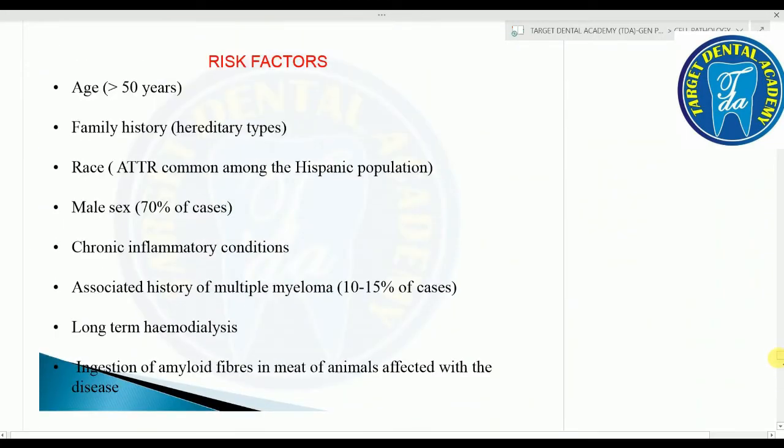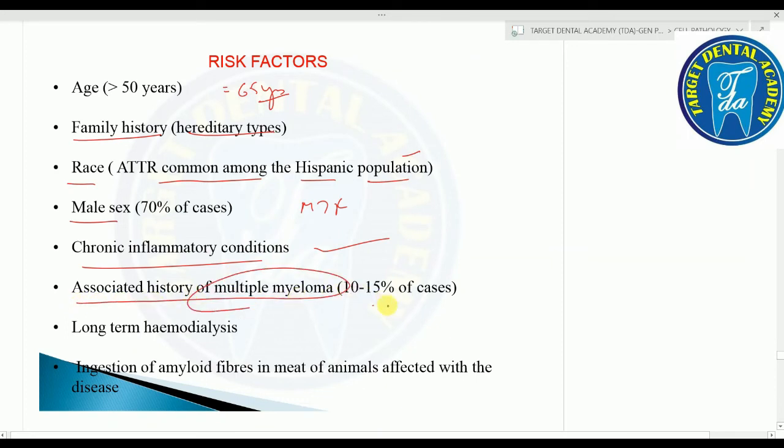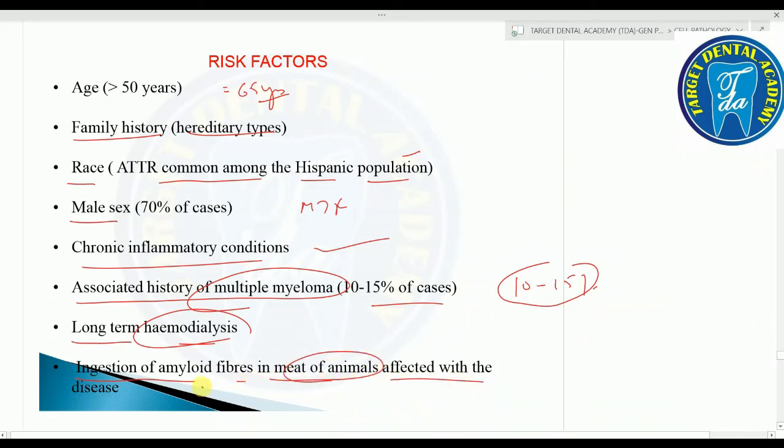Coming on to the risk factors, it usually occurs at more than 50 years of age, but equal to 65 years. The risk factors are family history, the hereditary types. On race, ATTR, which means the amyloid transthyretin, is most common among the Hispanic population. Male predilection is more than that of the female. Chronic inflammatory conditions are seen. Associated history of multiple myeloma is seen in 10 to 15% of the cases. It is also seen in patients on long term hemodialysis, and with the ingestion of amyloid fibers in the meat of animals which are affected with the disease.